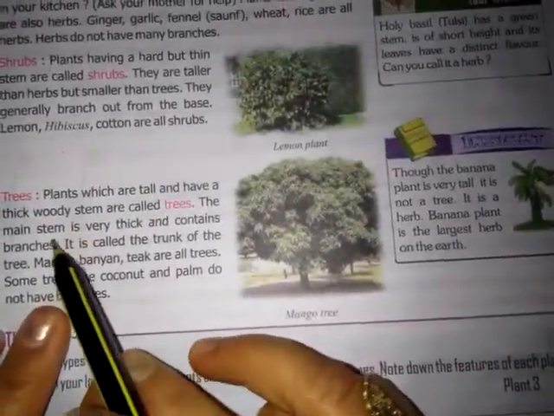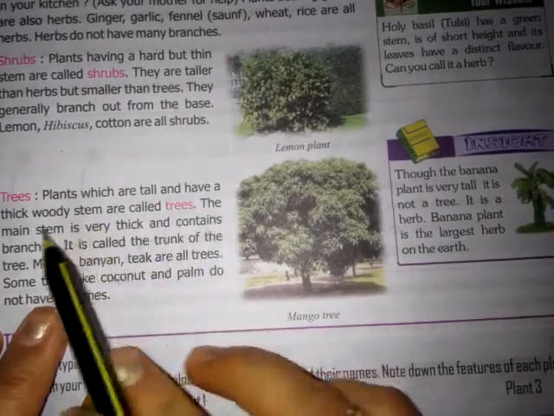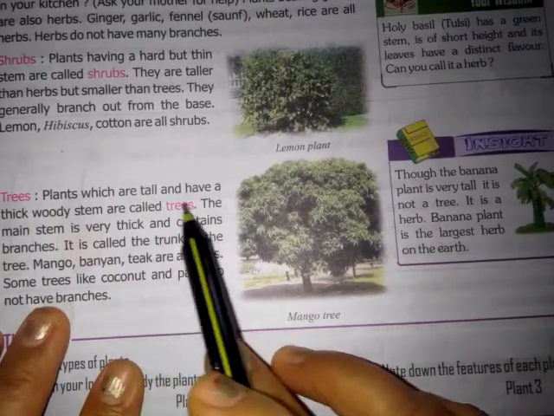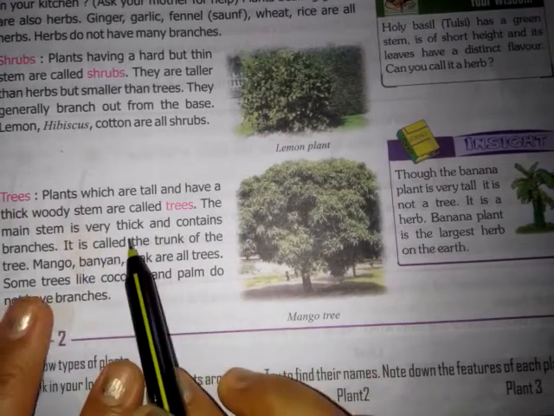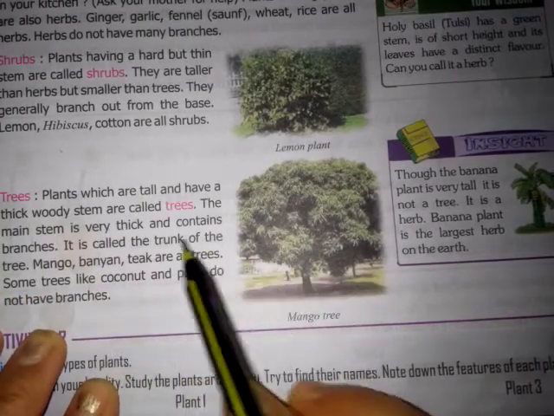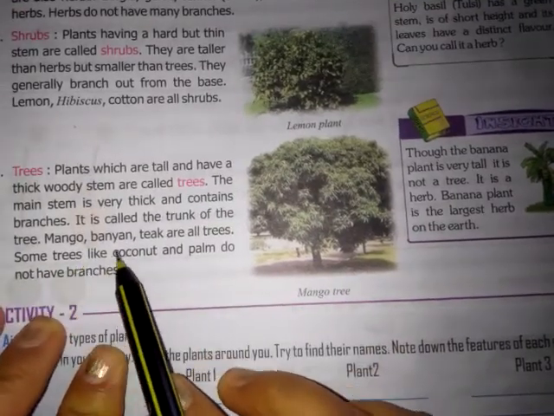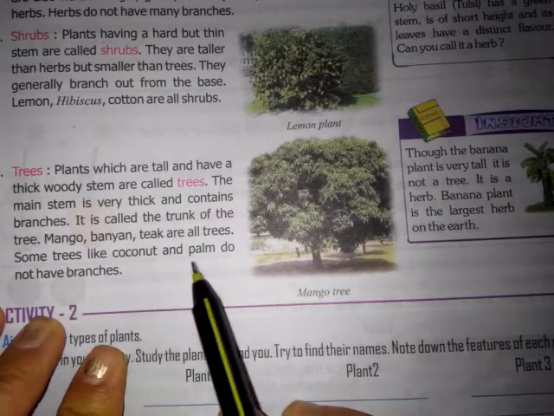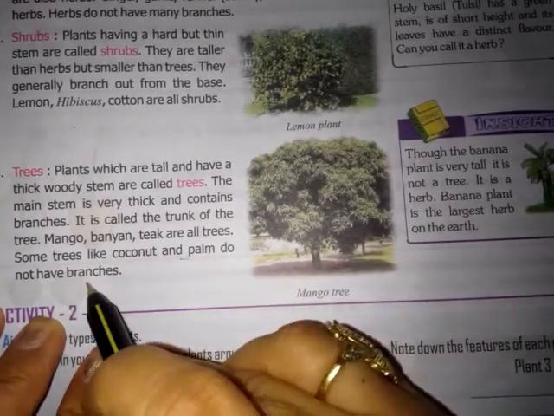Then trees. Trees means plants which are tall and have a thick woody stem, okay. The main stem is very thick in trees and contains branches. It is called the trunk of the tree. Examples of trees are mango, banyan, teak. Some trees like coconut and palm do not have branches.